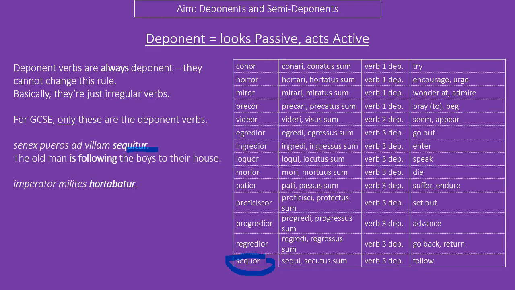Imperator milites hortabatur. The general was encouraging his soldiers. We can see hortor at the top. Again, it's going to be a deponent, so it looks passive. It's not.